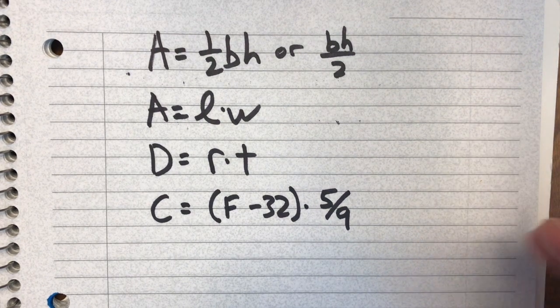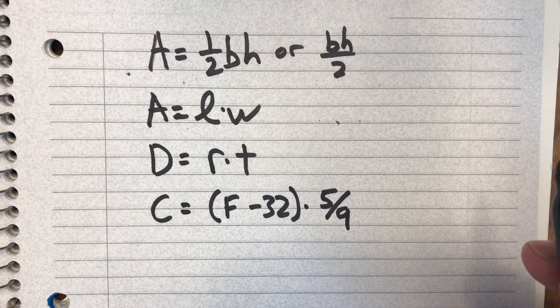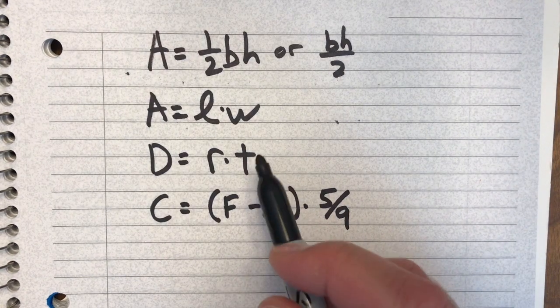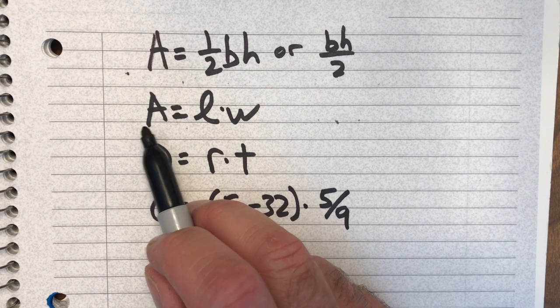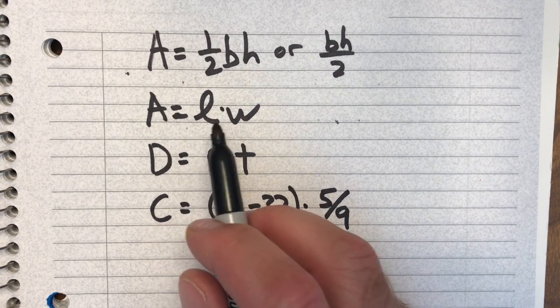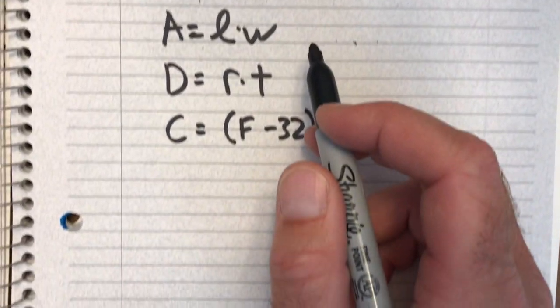Usually these are given to you, but sometimes we want to manipulate or change them because we know some of the values. Let's say we know the area of a rectangle and we know its length, but we don't know its width. So we want to rewrite a formula. Let's start with a really simple one.